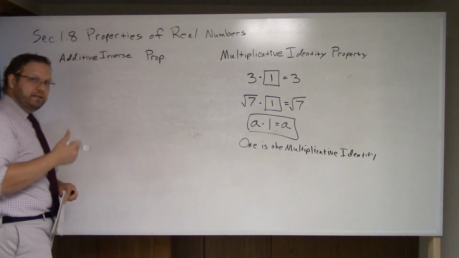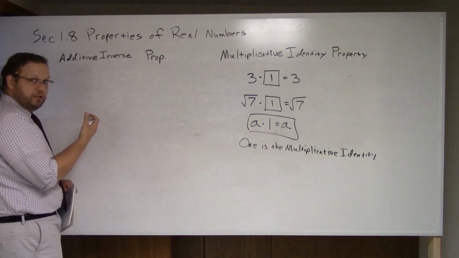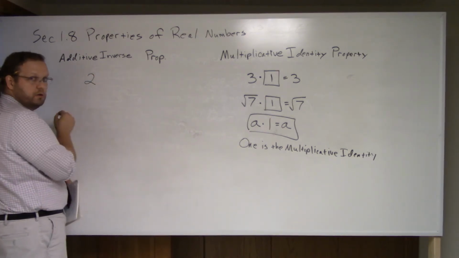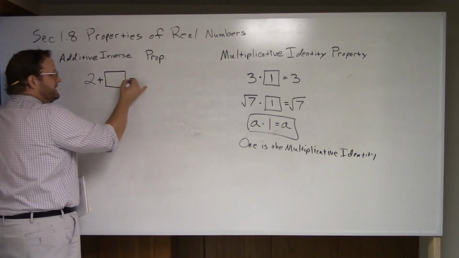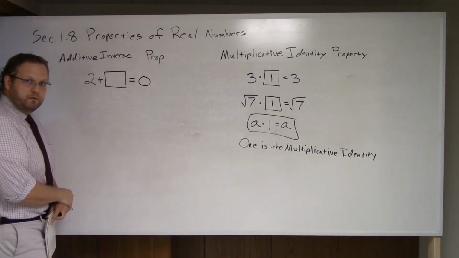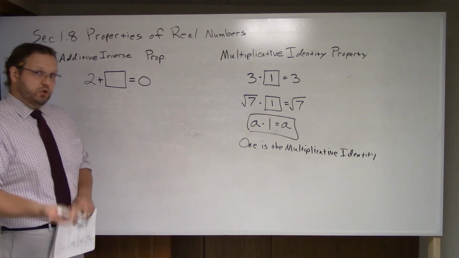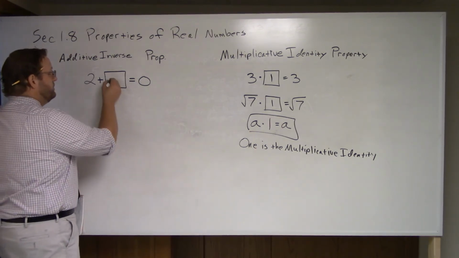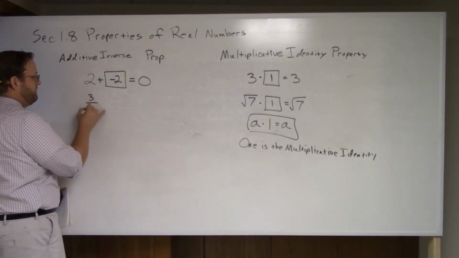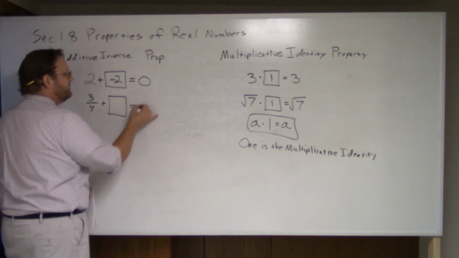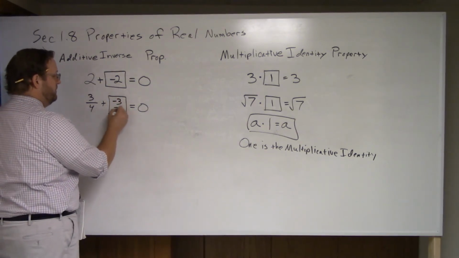Okay, any inverse produces the identity. So if I'm going to go with addition and I take a 2, I am going to add the inverse to get the identity. Remember, the additive identity is that 0. So in this case, what am I adding to a 2 to get it to be a 0? That would be a negative 2. If I have a 3/4 plus what will give me the identity of 0? That would be the additive inverse, and that would be a negative 3/4.